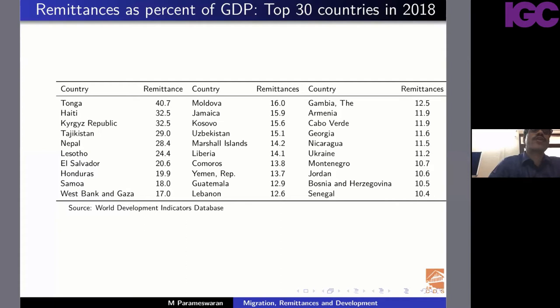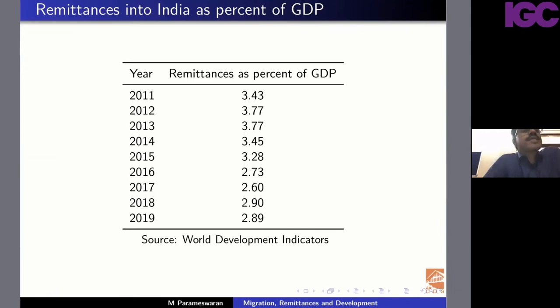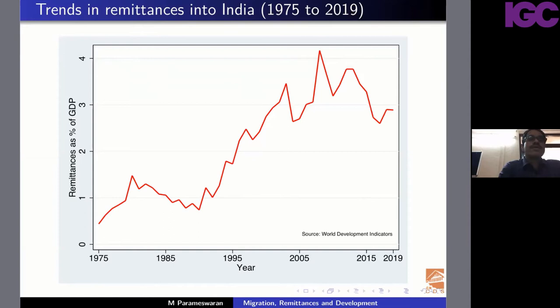Now we will see what is happening in India. In India, I have given the share of remittances in India's GDP since 2000. What you can see is that it was earlier around 3.5%, and it is now around 3%. It's declining, and partly maybe because India's GDP is growing faster than the remittances. And here I have the trend in the share of remittances in GDP. What you can see is that, yeah, this is important.